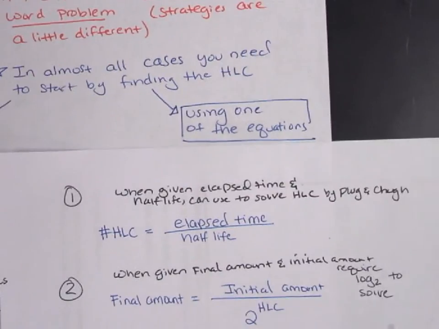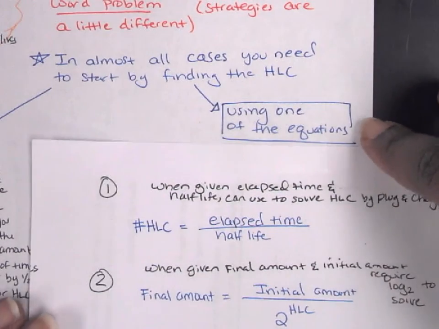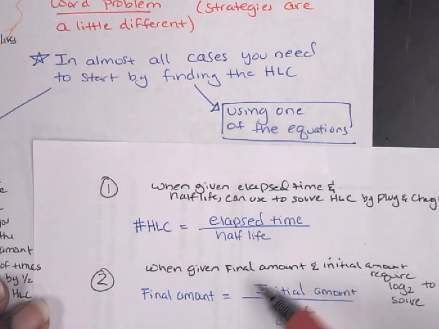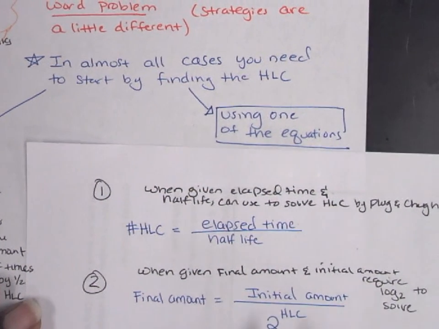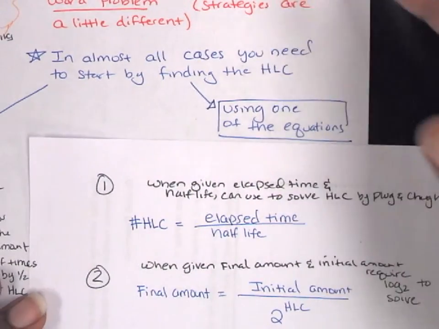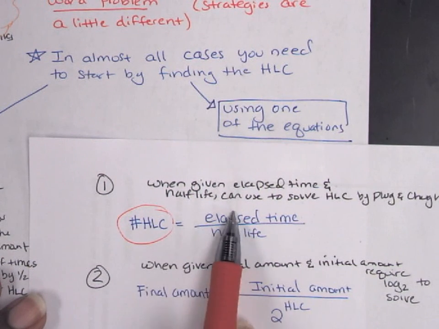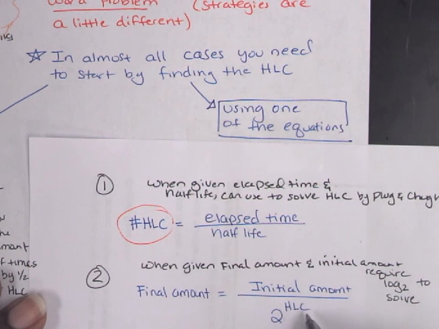Now we're going to go into the second way you can find your half-life cycle, which is using one of the equations. There are two equations here. You notice that both equations have the half-life cycle. The first one is number of half-life cycles equal to elapsed time over half-life. And the second equation is the final amount equal to initial amount divided by 2 raised to the power of the number of half-life cycles, okay?